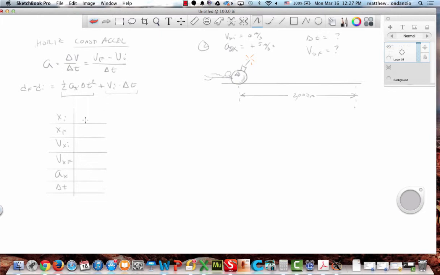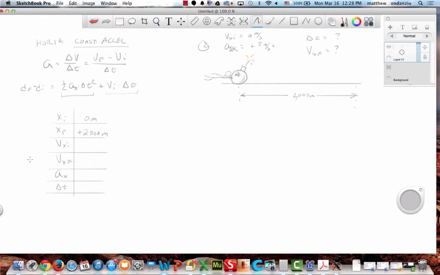So, now let's fill out the things. What's our initial x position? 0, right? What's our final position? 2000. Negative or positive? Because it's to the right, it's positive. If it was the other way, it would be to the left, which would be negative. Okay, all right. 2,000 meters.